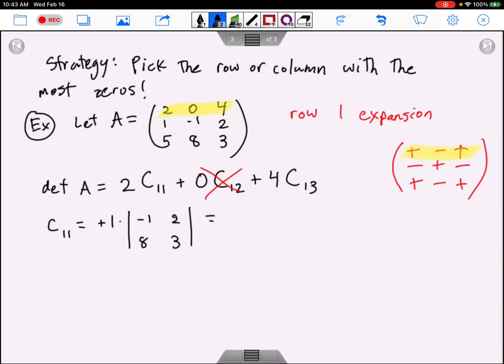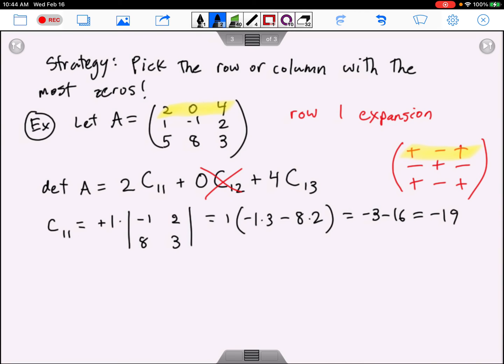So what would the determinant of that matrix be? It's going to be -1 times 3 minus 8 times 2. And that gives me -3 minus 16, which is -19. So we get -19 for that.